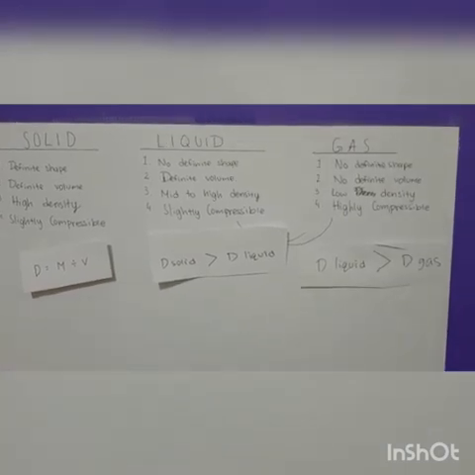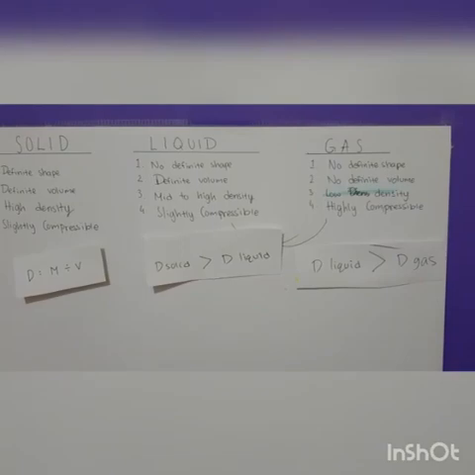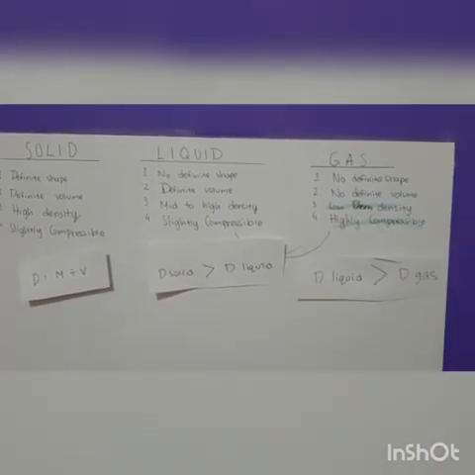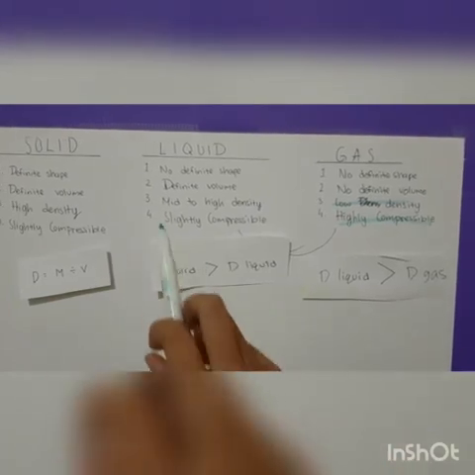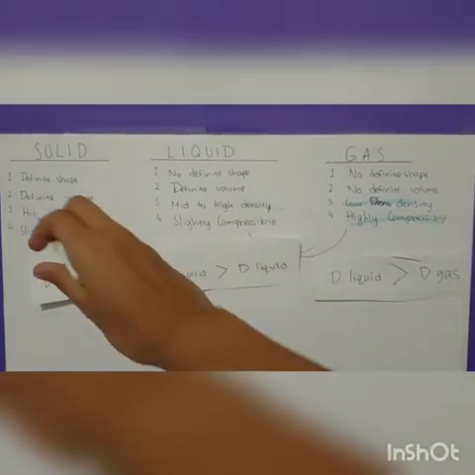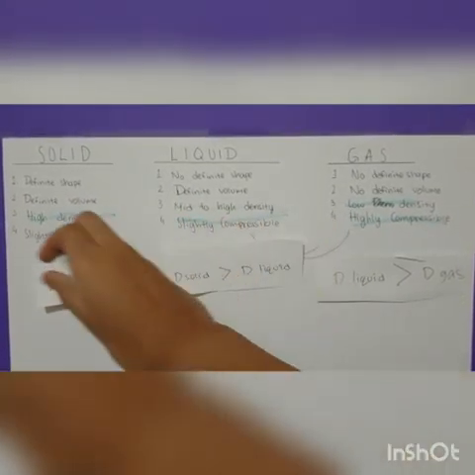Now, because gases have a very low density, they are highly compressible. But because solids and liquids have a fairly high density, they are only slightly compressible.